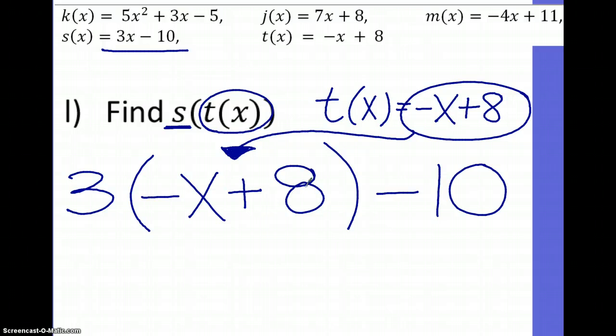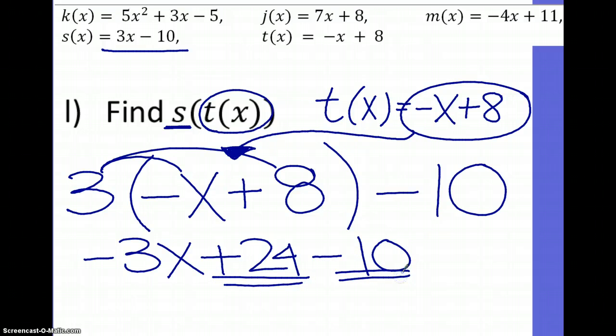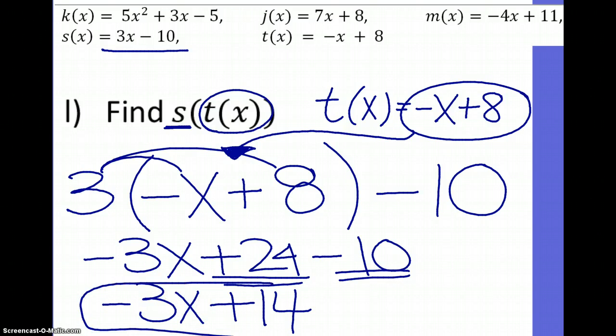Okay, so on the outside we have the s function, and now we've plugged in the t function. So now we're going to distribute: negative 3x. 3 times 8 is 24, and then minus 10. 24 take away 10 is 14, and negative 3x comes down, so negative 3x plus 14.